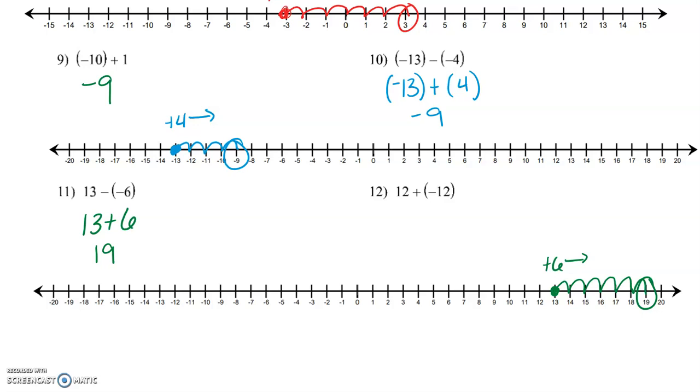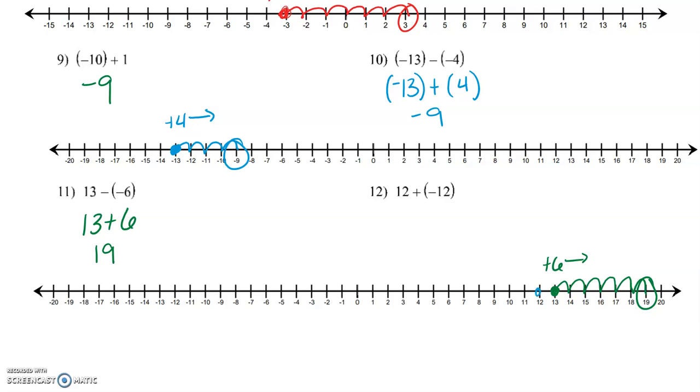All right, let's take a look at number 12. Number 12 has two 12s in it. Isn't that funny? All right, 12 plus negative 12, so we don't have to rewrite anything because it's already an addition problem, so we can do that. It's awesome.